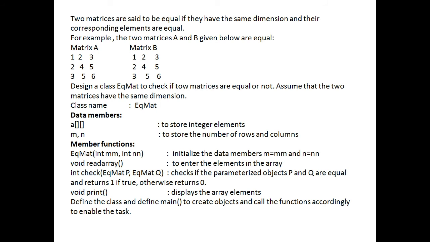M and n are given for rows and columns. Okay, and the parameterized constructor, read array to read, then int check, it will check. Okay, here also see, the call by reference concept has been used. And the void print will ultimately be printing the result.